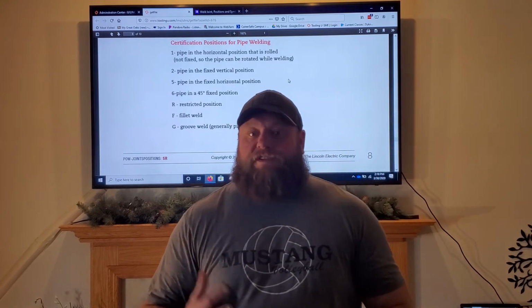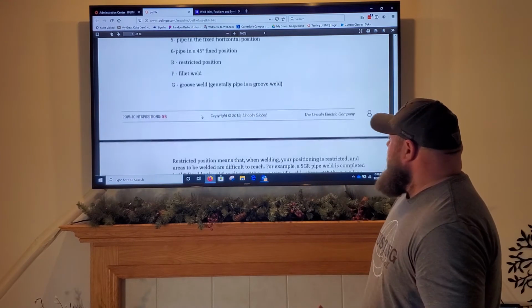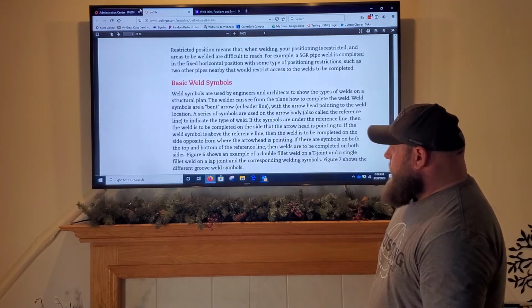Go over this section in your textbook, and I think we got enough time. We're gonna go ahead and knock out this basic weld symbols real quick.